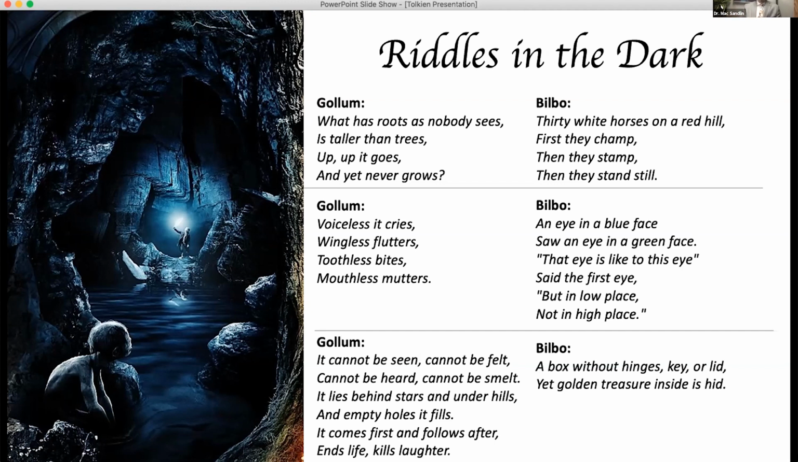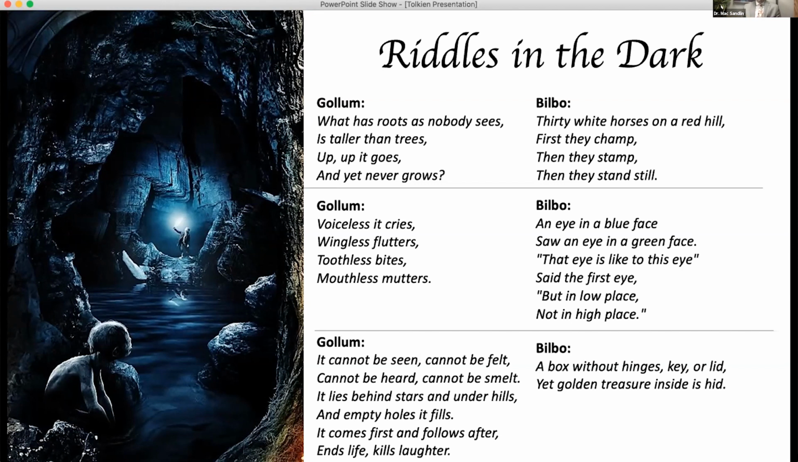He asks again, it cannot be seen, cannot be felt, cannot be heard, cannot be smelt. Notice all the hiding language here. It lies behind stars and under hills, and empty holes it fills. It comes first and follows after, ends life, kills laughter. Again, dark, ominous, brooding, threatening. And so this might be a very tough riddle. It's one of my favorites in the riddle contest.